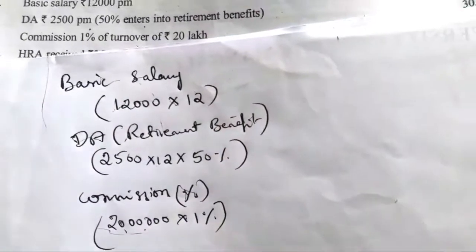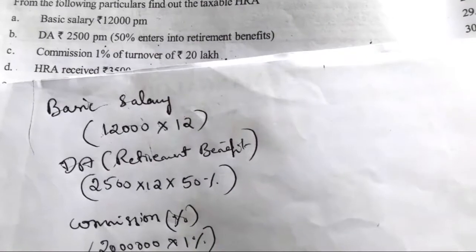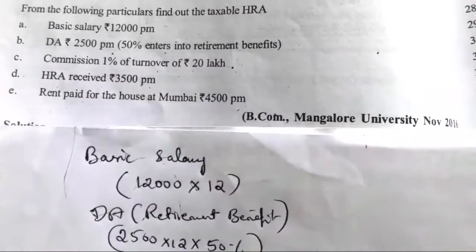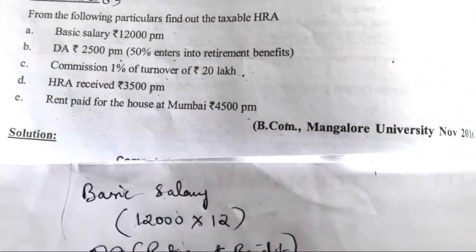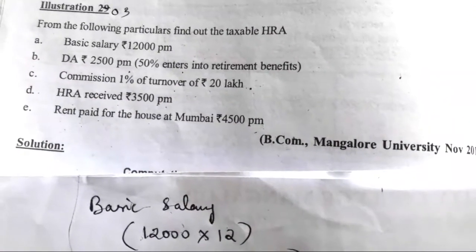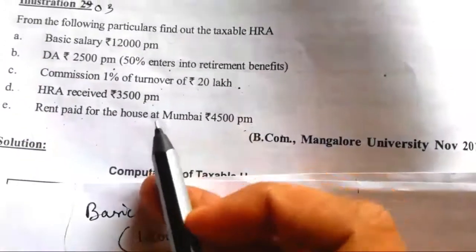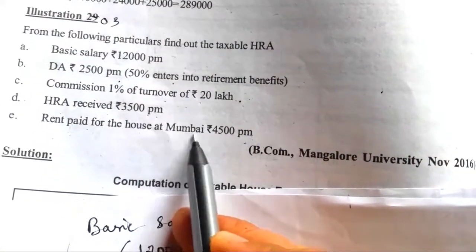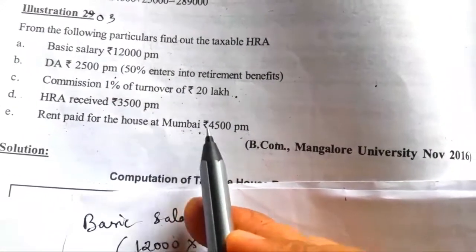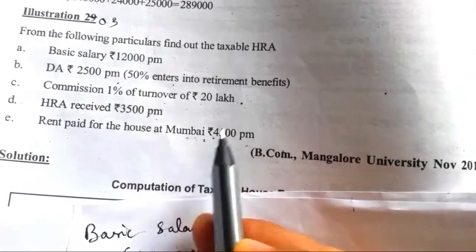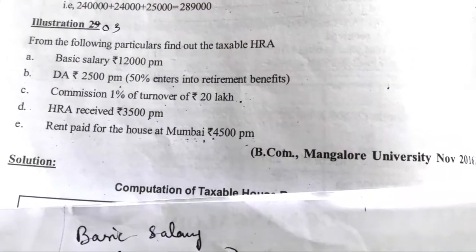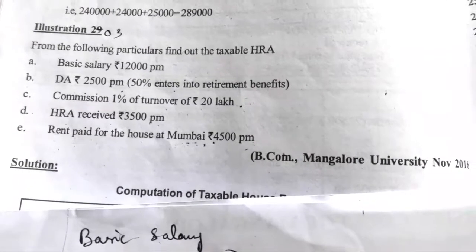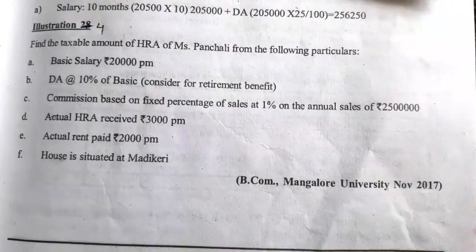So in total you will get the salary. On that salary we have to take 10% of salary. If you take the difference between rent paid and 10% of salary, we get the second criteria. And third criteria: the house is situated in Mumbai, so 50% of salary. Among these, whichever is least is taken as exemption under section 10 subsection 13A. So this is a homework illustration for you.